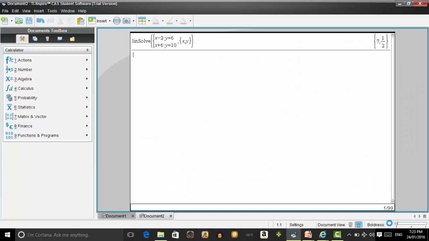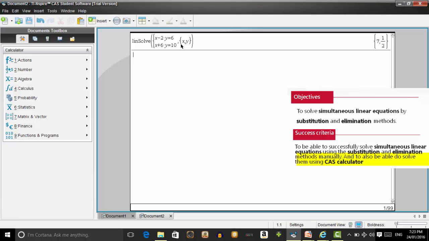Okay, so now I'm going to show you how to solve exercise 1 by the calculator. These are the equations here: x minus 2y equals 6, and x plus 6y equals 10. We're solving for x and y. I put it here so I have the equations in front of me, and I'll do it for you again.